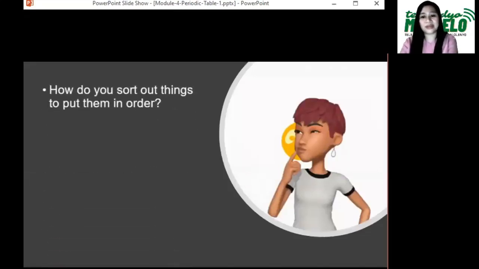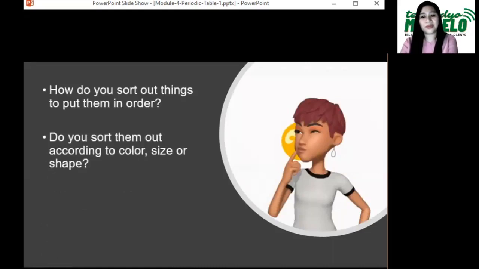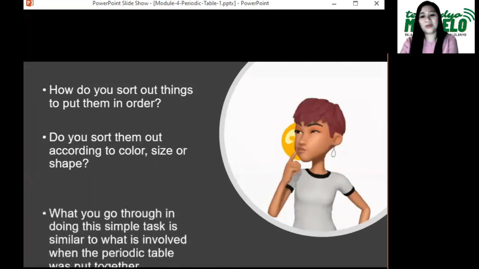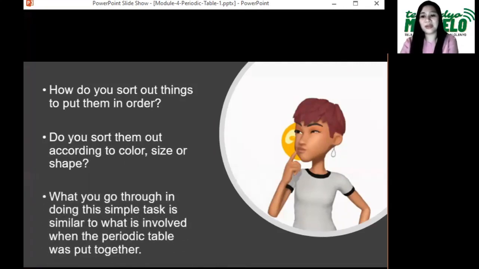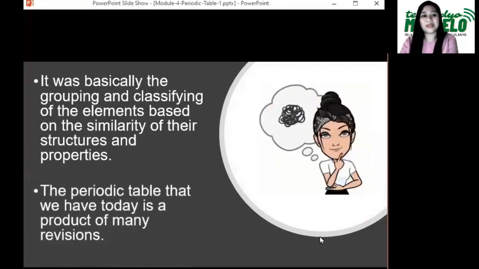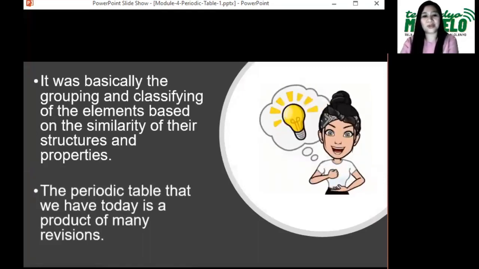How do you sort out things to put them in order? Do you sort them out according to color, size, or shape? What you go through in doing this simple task is similar to what is involved when the periodic table was put together. Those are basically the questions that lead on how the elements on the periodic table was arranged. It was basically the grouping and classifying of the elements based on the similarity of their structures and properties. The periodic table that we have today is a product of many revisions.